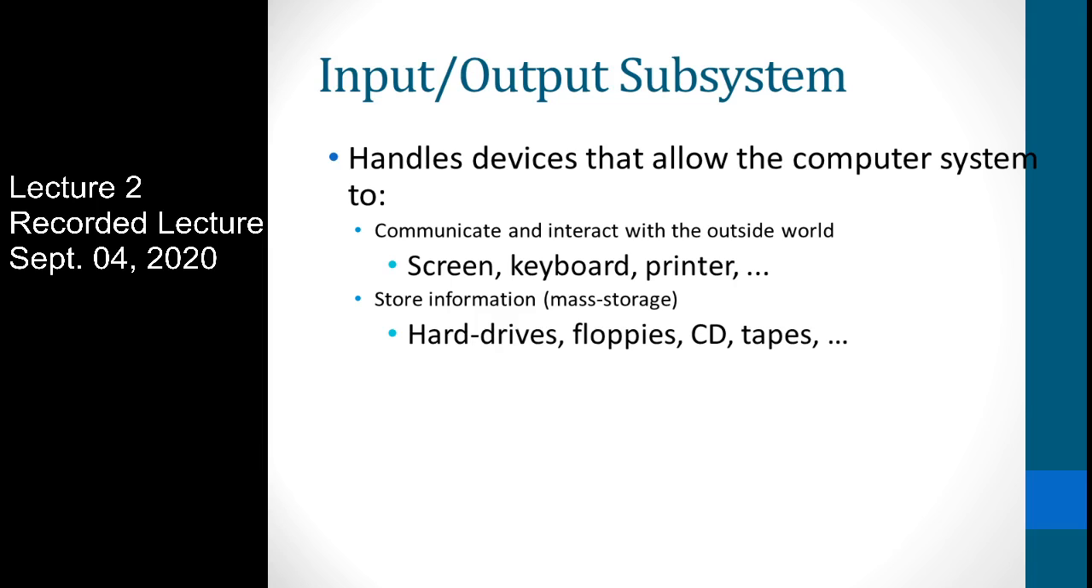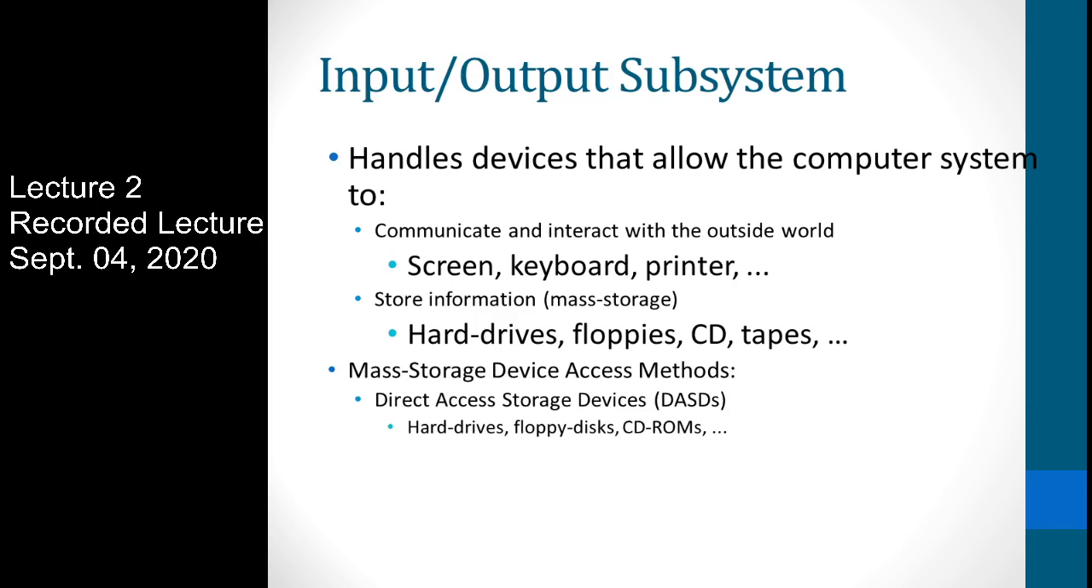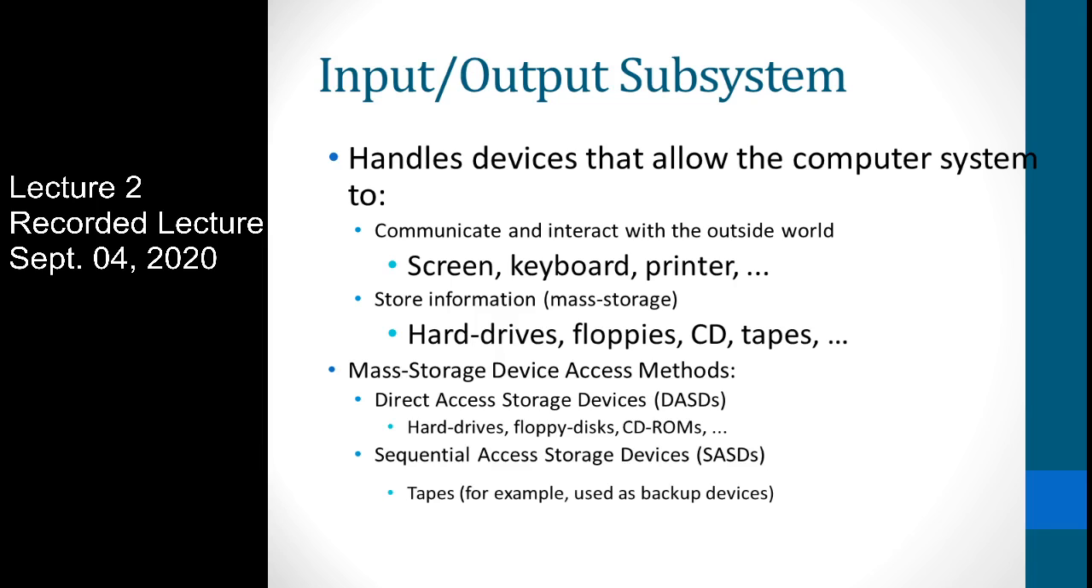Store information: hard drive, floppy drive, CDs, and tapes. Ayan yung sinasabi ko sa inyo kanina. So, di ba? Sa von Neumann architecture, hindi kasama ang mga hard drives, kasi labas yan dun sa architecture. Okay? So, kasama siya sa I/O. Mass storage device, access methods, direct access storage device. Yan, sequential access storage, tape, example, used as backup device.